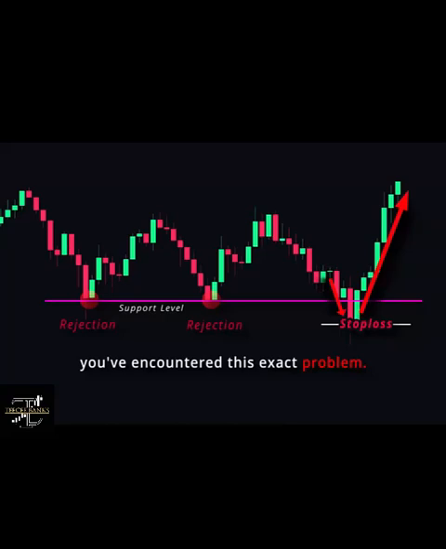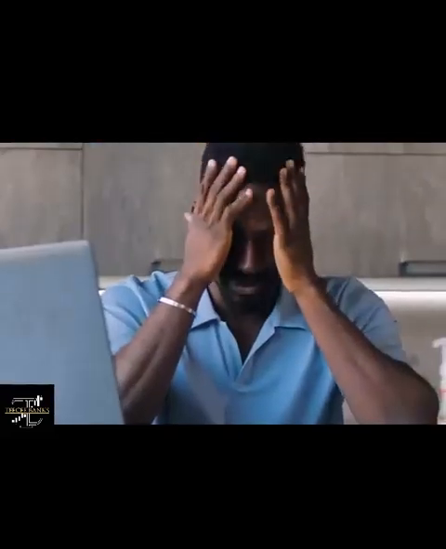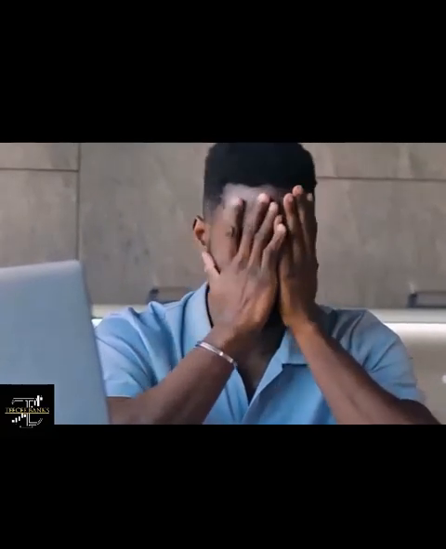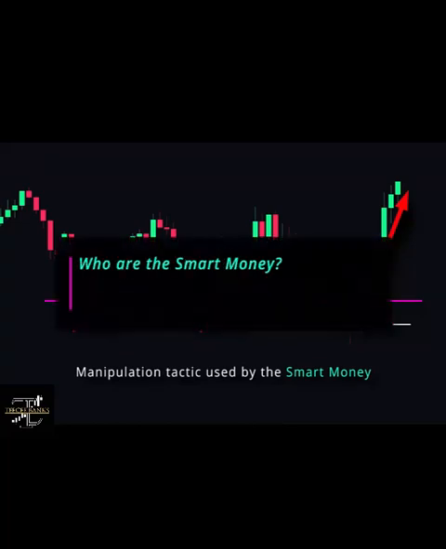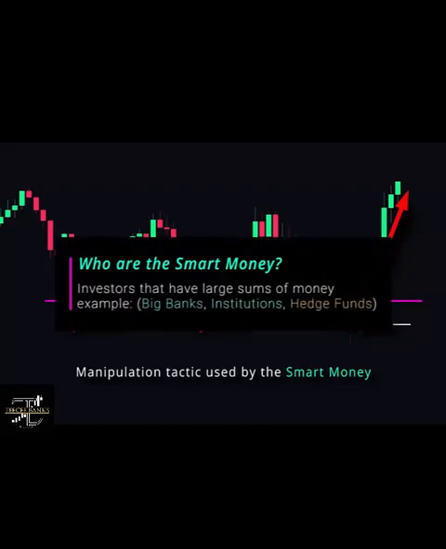Now, for most of you that experience this, I'm sure you'll find it really frustrating. But what most traders don't know is that this is actually a common manipulation tactic that the smart money use to control prices and steal profits from retail traders like us. And so, who are these smart money exactly? Smart money are actually investors that have large sums of money. Think of it like the big banks, institutions, or hedge funds.